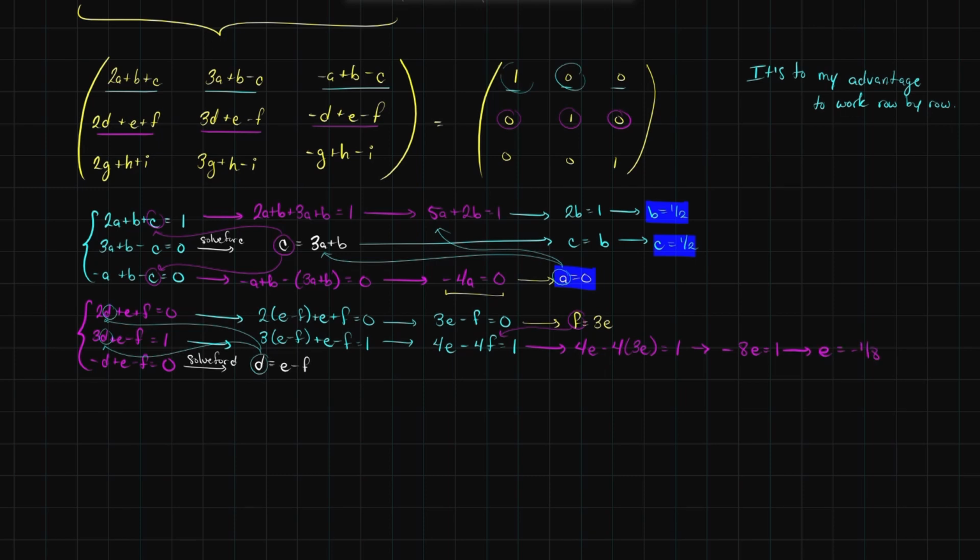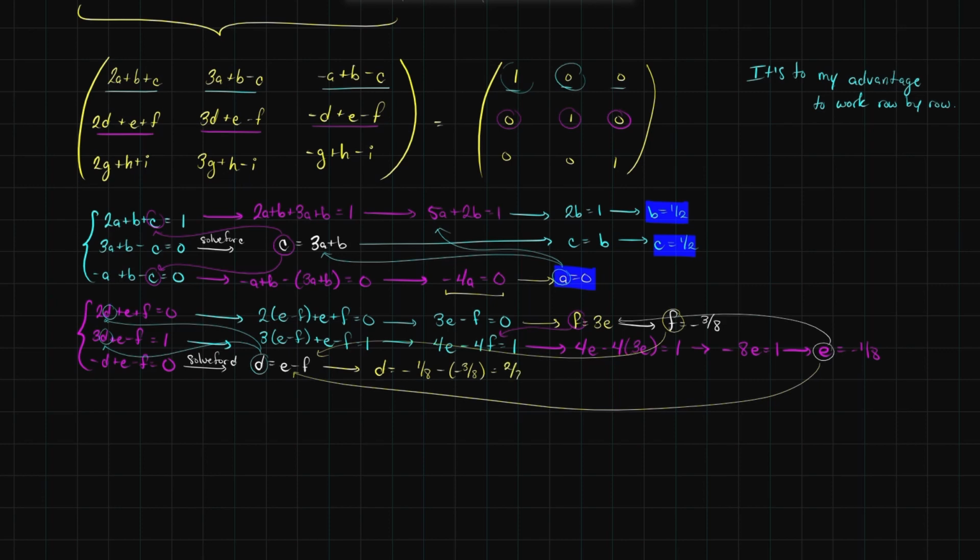Once that I've found e as negative 1/8, I can grab it and plug it in here for f. I find out that f is negative 3/8. And now that I know both e and f, I can grab f as well as e to recover that d is going to be negative 1/8 minus negative 3/8, also known as plus 3/8. I'm going to recover a positive 2/8, which is 1/4. So now I've found f, e, and d.